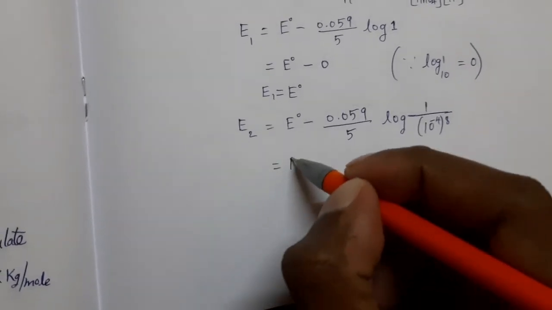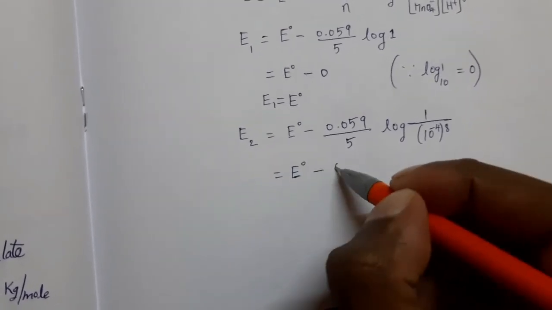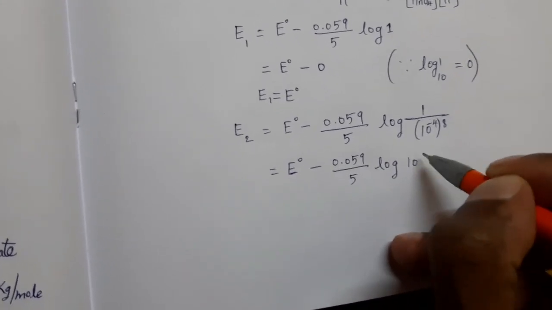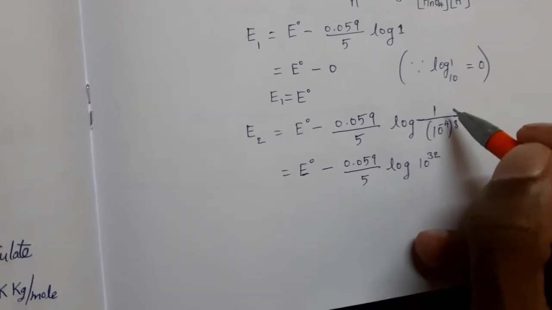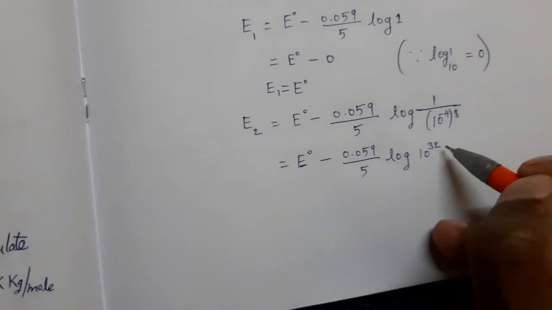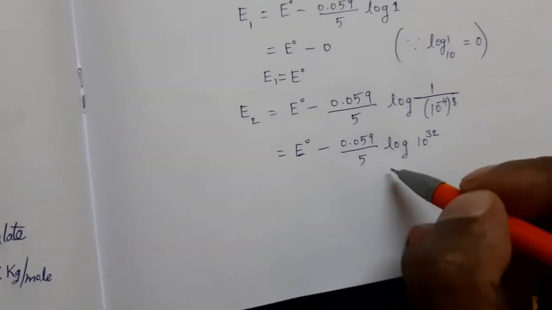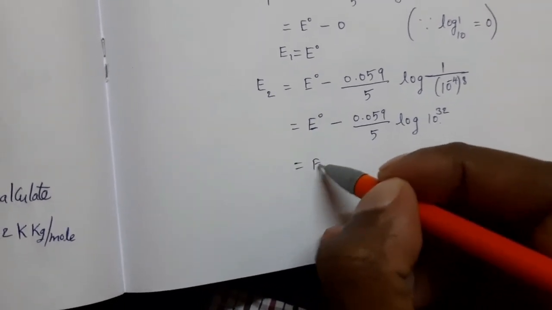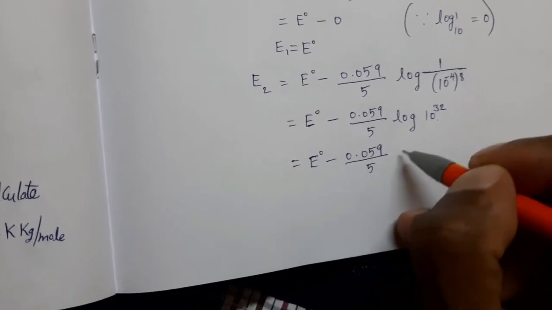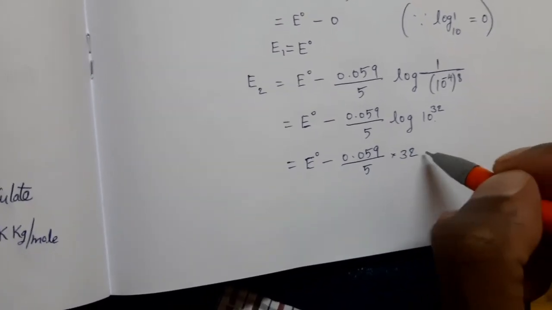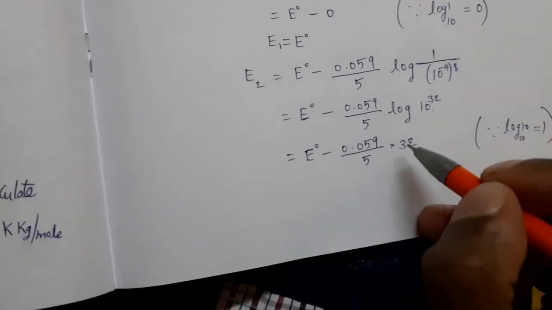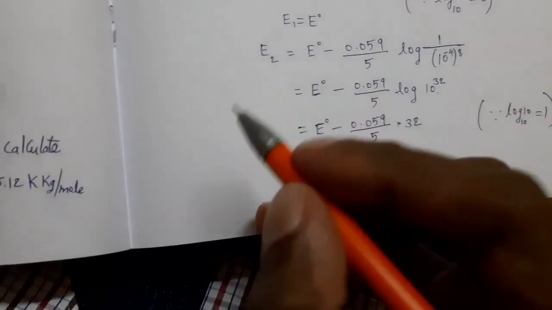Now we can get E naught minus 0.059 by 5 into log of 10 power 32. If it comes to the numerator, we can get this one. This is in the form of log A power x, then x into log A, 32 into log 10. We can get E naught minus 0.059 by 5 into 32 into log 10. Log 10 base 10 means 1. This one. Okay.